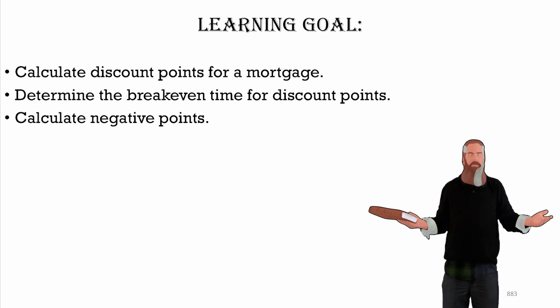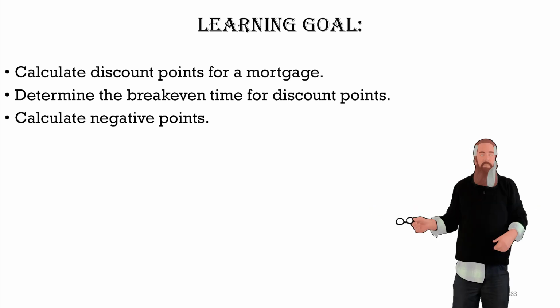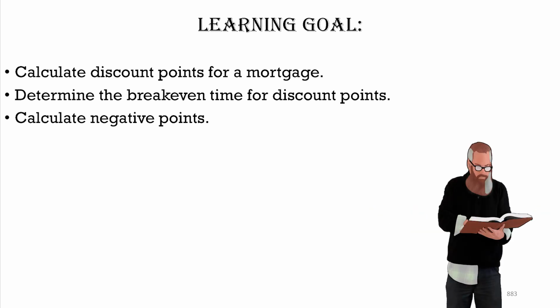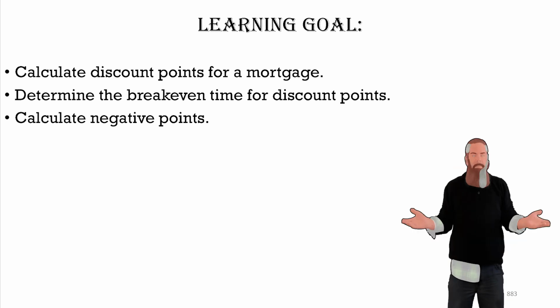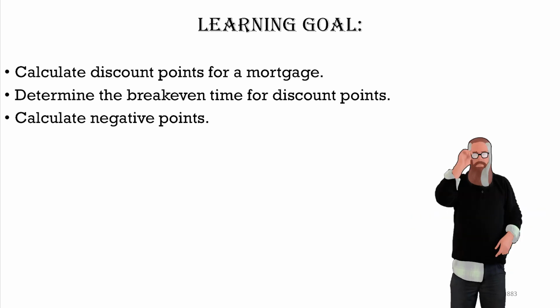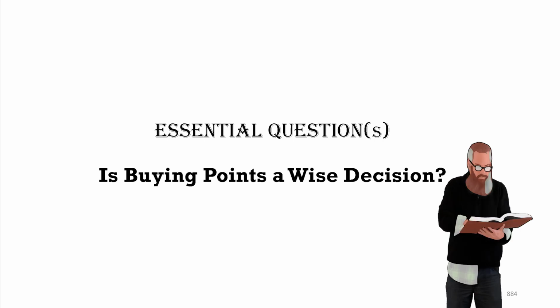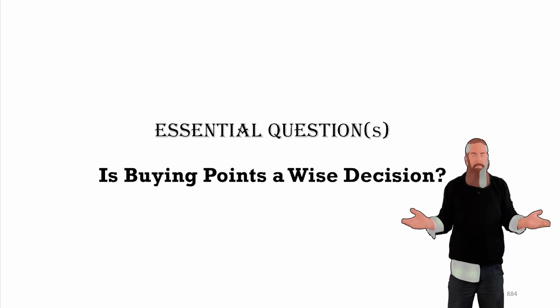It was newspaper columnist Doug Larson who said, "People are living longer than before, a phenomenon undoubtedly made necessary by the 30-year mortgage." In this lesson, we're going to calculate discount points for a mortgage. We're going to determine the break-even time for discount points, and we're going to calculate negative points. All to answer the question, is buying points a wise decision?